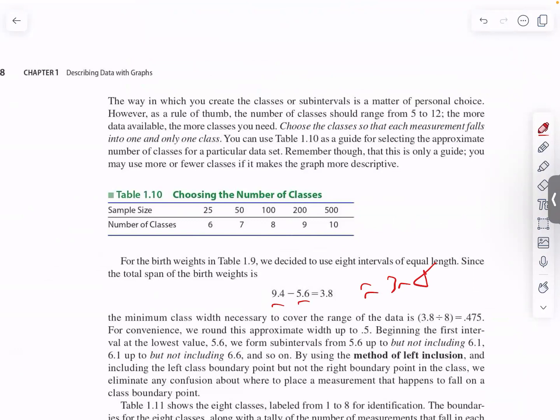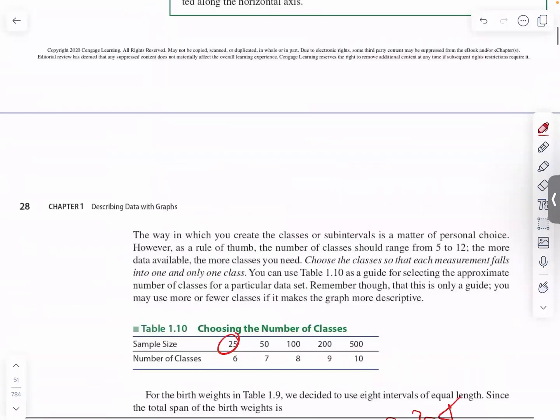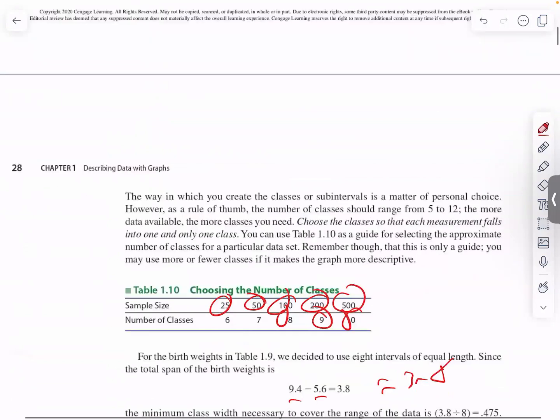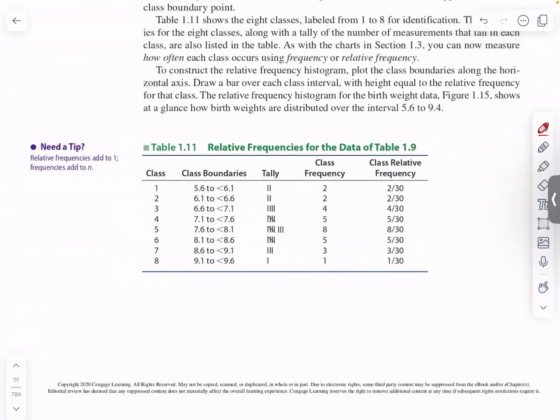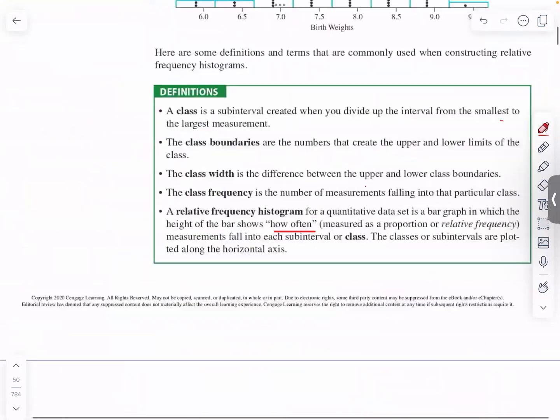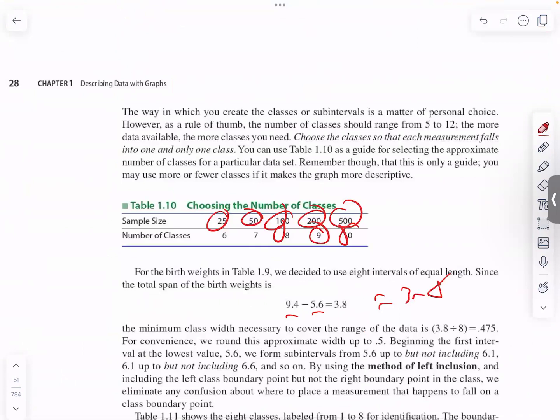And choosing the number of classes, you can have a sample size of 25. You can have a sample size of 50 for class 7, a sample size of 100 for class 8, a sample size of 200 for class 9, 500 for class 10. And now let's see how it works. So you have 8 classes. 8 what? 8 classes. Now, how is it done?